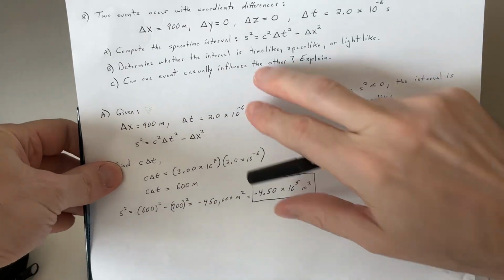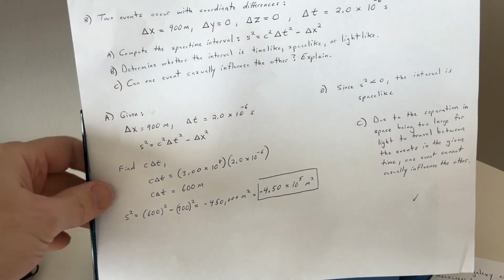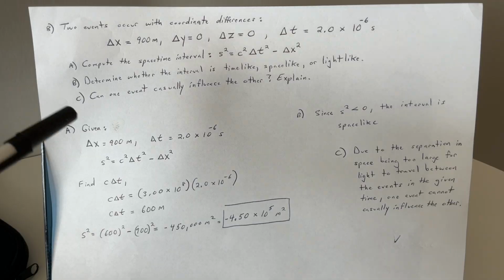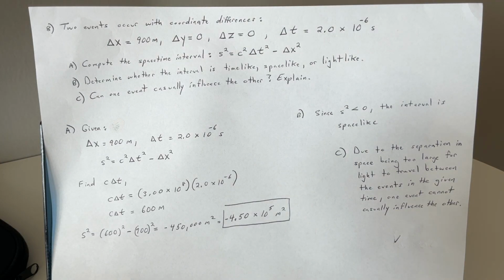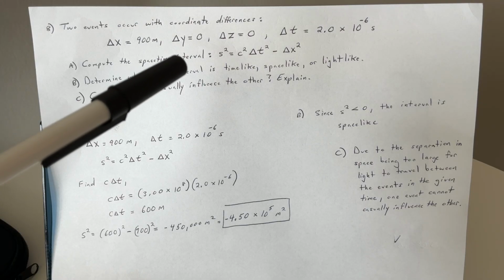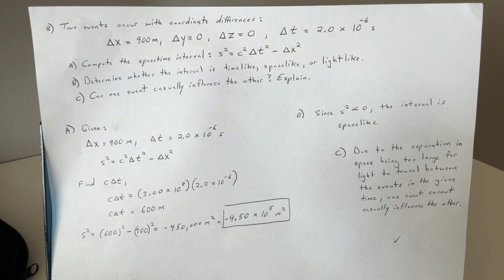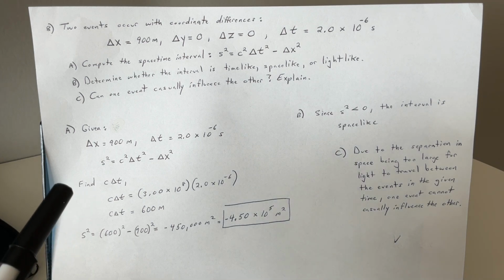Moving along to number 8. Okay, so we have 2 events here with coordinate differences. Delta x equals 900 meters, delta y is 0, delta z is 0, delta t is 2.0 times 10 to the negative 6 seconds. A, compute the space-time interval, s squared equals c squared delta t squared minus delta x squared. So we just take what we're given and substitute it into the formula for this space-time interval.